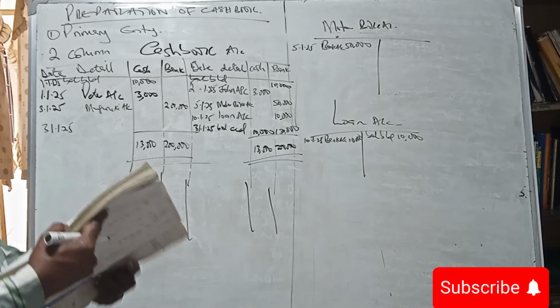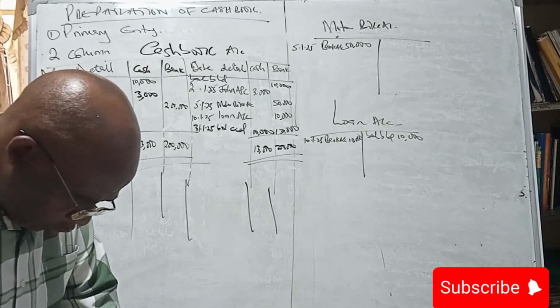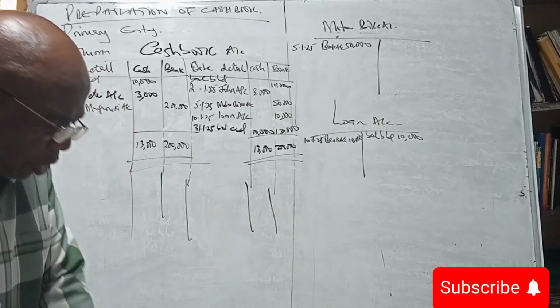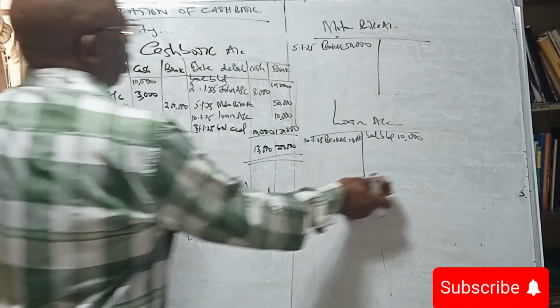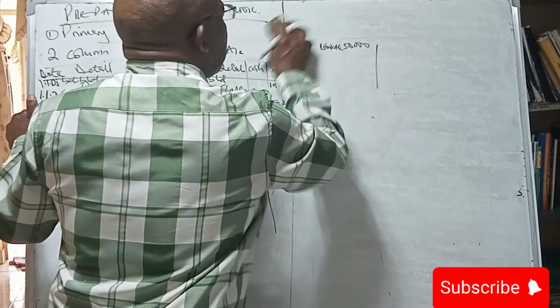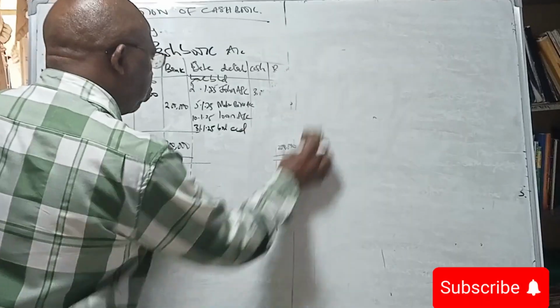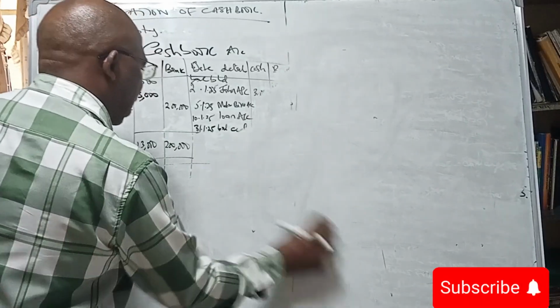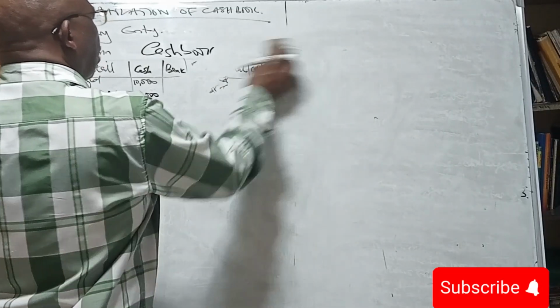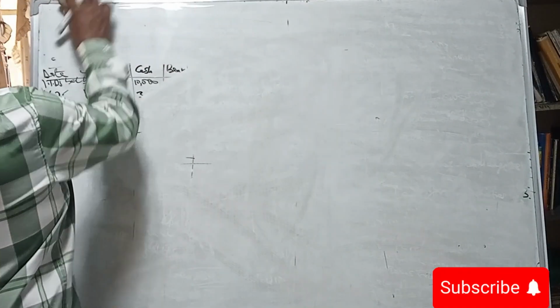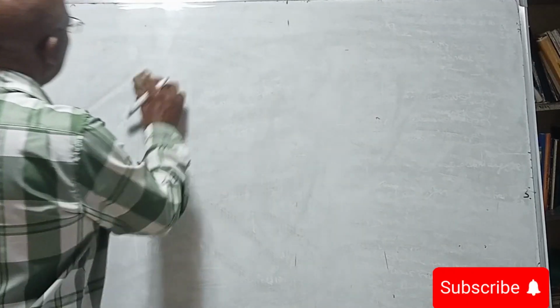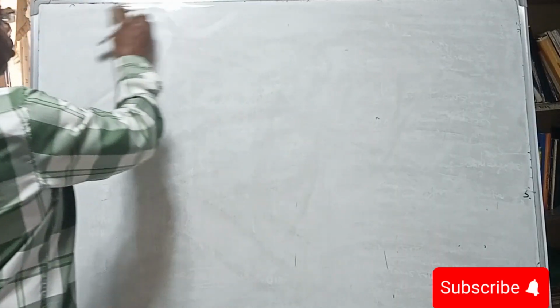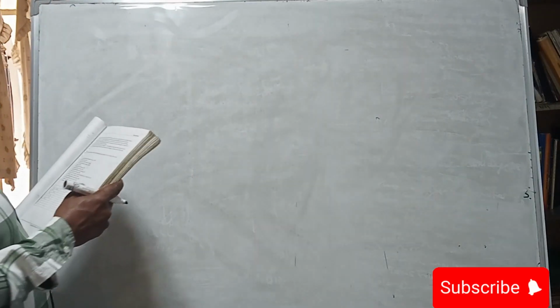For that reason, I'd want us to quickly do a question. I'll be explaining the description of the question, so we do the question together so that we can know whether we are able to understand how to prepare a two-column cash book. We will do one for two-column and then another one for three-column.